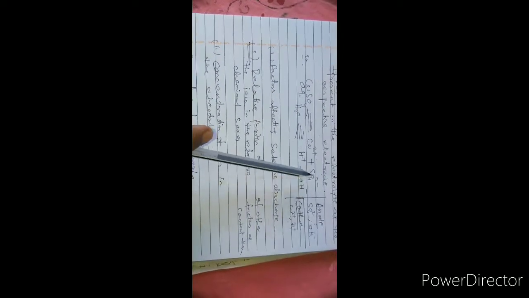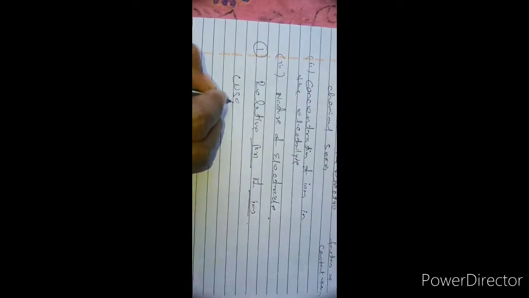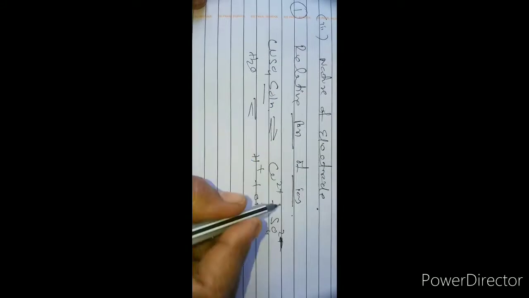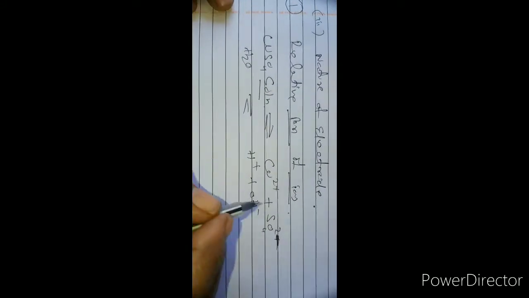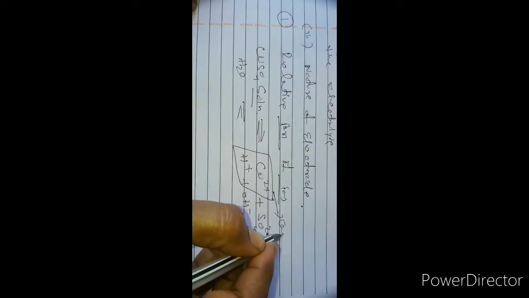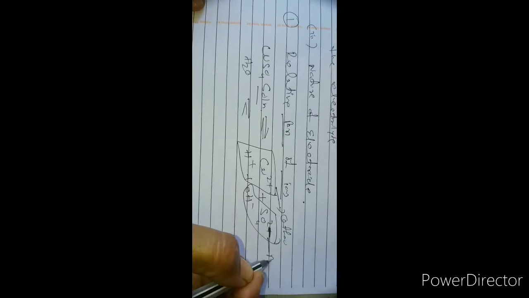This will be the same example we had taken earlier. This one will be copper sulfate solution. Let us take it again. We are getting Cu2+ and SO4 2-, and here water gives rise to H+ and OH-. So now we will discuss which one will get preference to discharge at the respective electrodes. This one is for cathode, and this one is for anode.